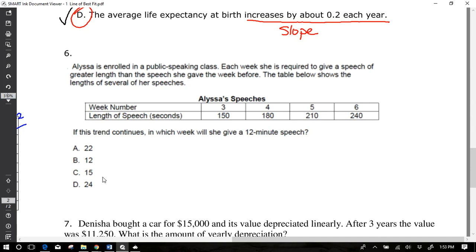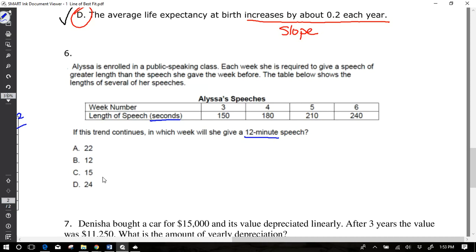So what I'm going to do is identify a possible misconception for this problem, and then I'm going to ask that you pause the video so that we can give you a chance to try this on your own, okay? So if this trend continues, in which week will she give a 12-minute speech? I want you to pay attention to seconds and minutes.